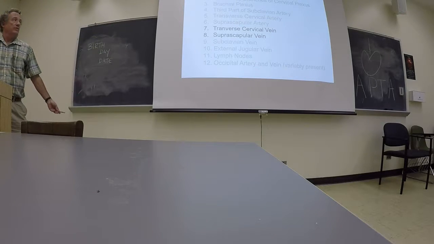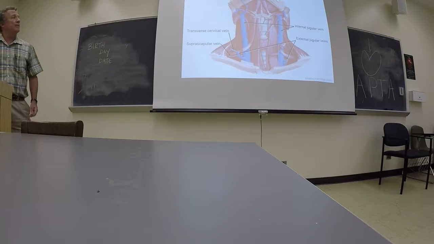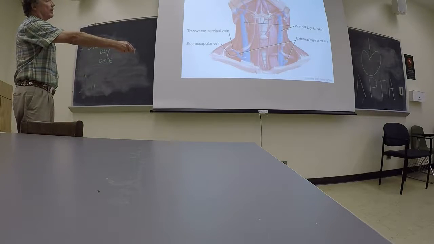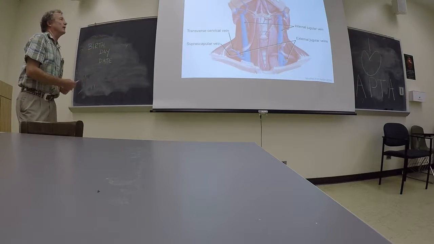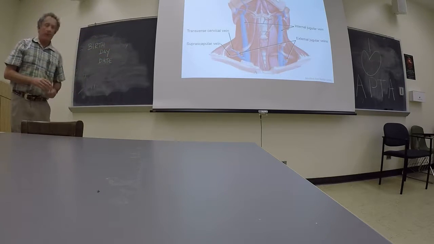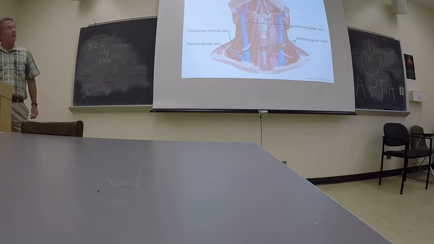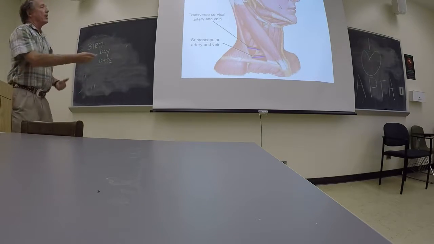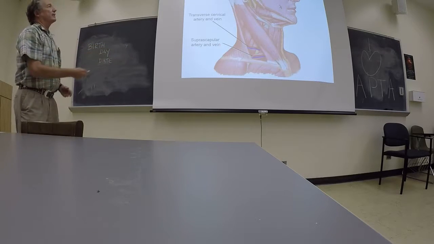Okay. Traveling in essentially the same way are veins. No surprise, there's usually a vein following an artery. So there's a transverse cervical vein and a suprascapular vein, essentially taking the same pathway, except these are going to dump into the internal jugular vein rather than coming out of the subclavian artery. And there they are again, drawn in right next to their respective arteries.